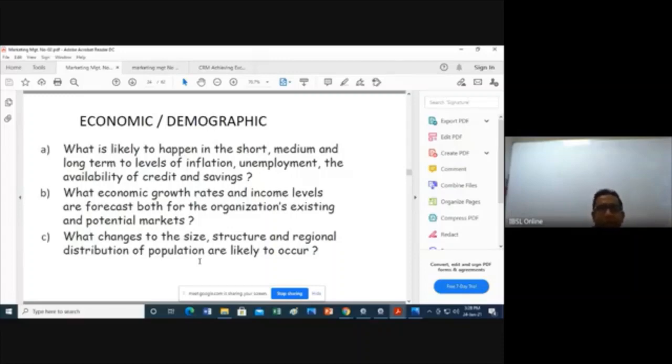What is economic and demographic? What is likely to happen in the short, medium, and long term to levels of inflation, unemployment, the availability of credit and savings? For banks, unemployment and inflation will have major impacts, savings will be reduced, and credit growth can be affected in different ways. What economic growth rates and income levels are forecast, both for the organization's existing and potential markets? What changes to the size, structure and regional distribution of population are likely to occur?